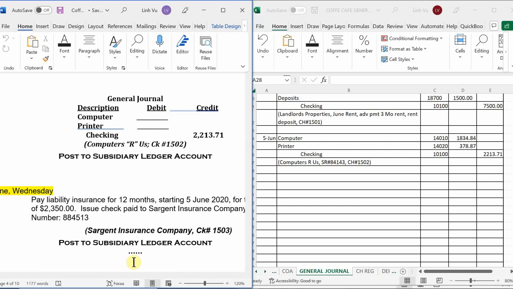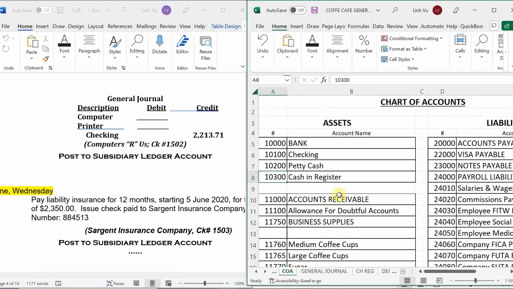Okay? So, let's go ahead and take a look at our chart of accounts. What accounts will I be needing to use?